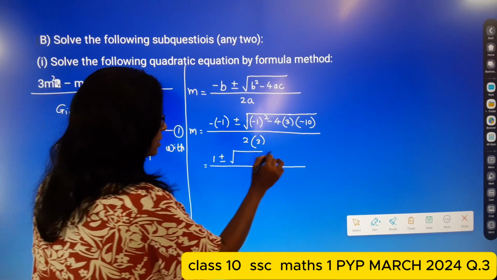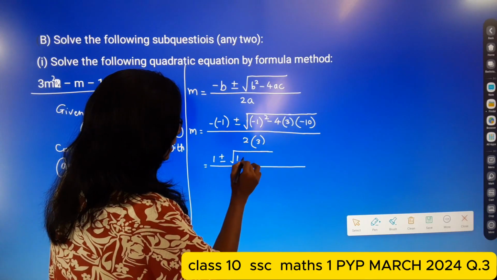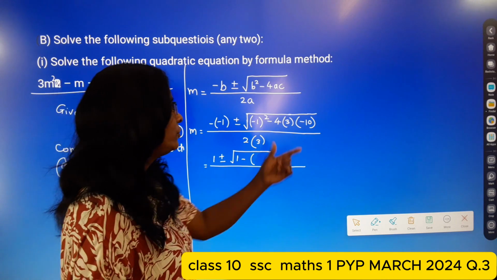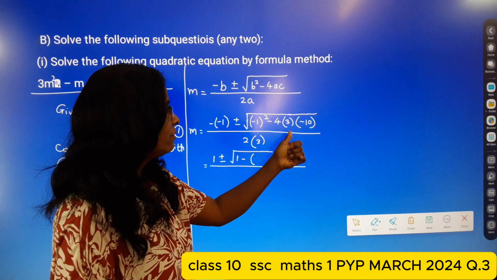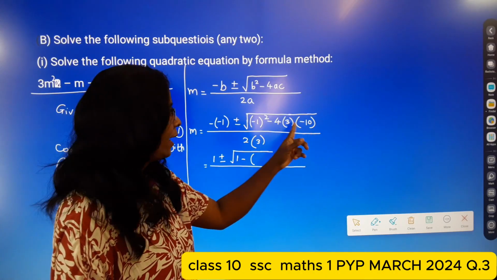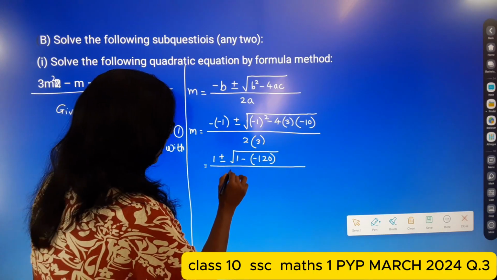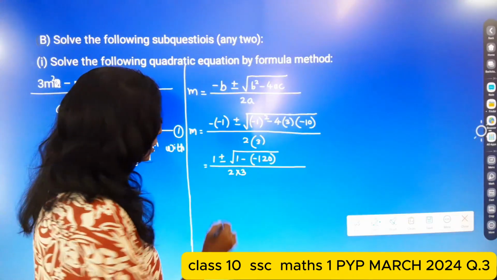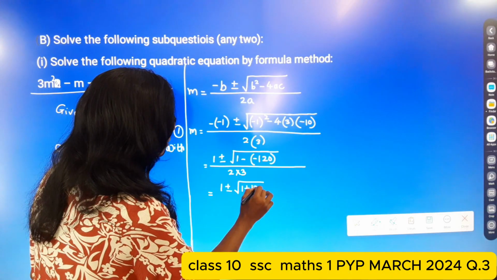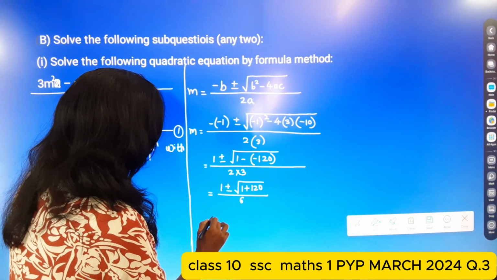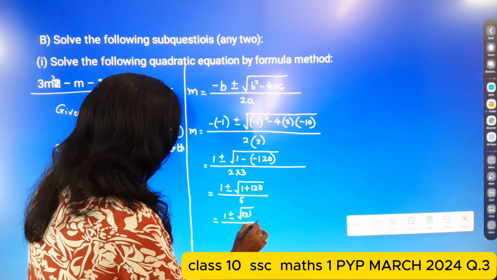So now here, students, the square of minus 1 is 1, and then minus the product of these 3 numbers: 4 threes are 12, 12 tens are 120, and the minus sign, so minus 120. Okay, students, and then 2 multiply 3. Here, students, that is equal to 1 plus or minus the square root of 1 plus 120, divided by 6. So now 1 plus or minus the square root of 121 divided by 6.